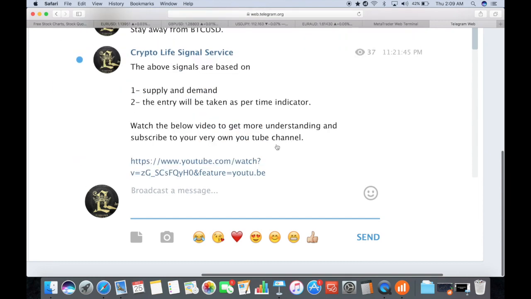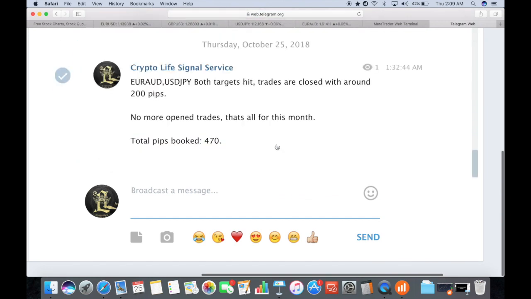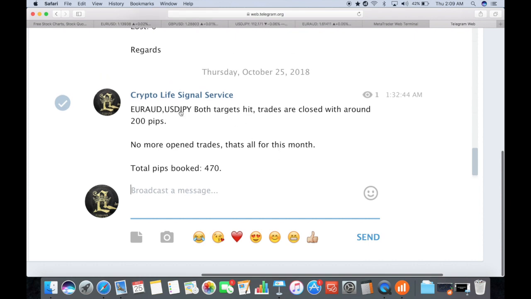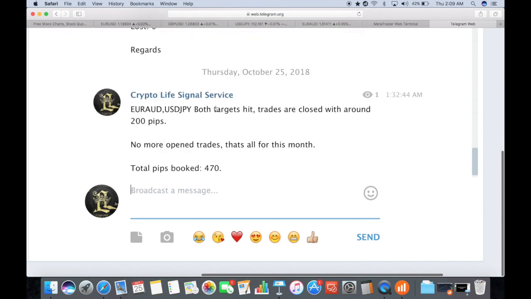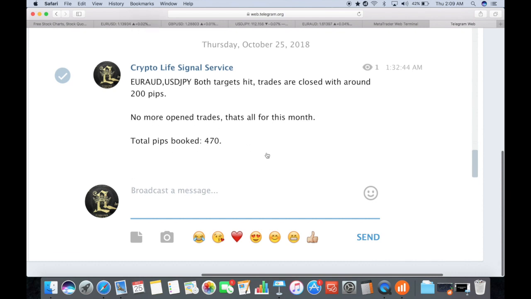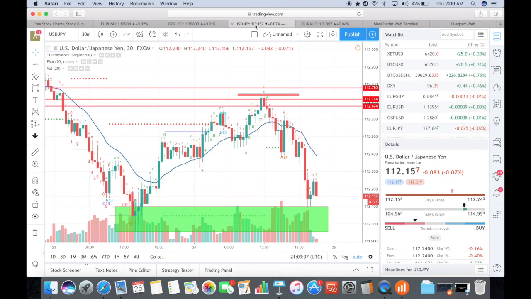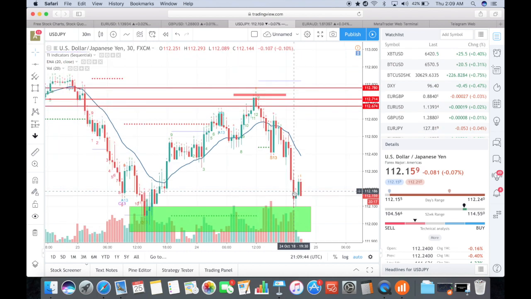So let me show you how much profit we booked. Over here, all trades are closed within a day. Total pips booked 157. Later on, USD and EURAUD also hit targets and 200 pips. Overall, this month we booked around 470 pips. So most probably it's going to fall towards another demand level. So time will tell only.